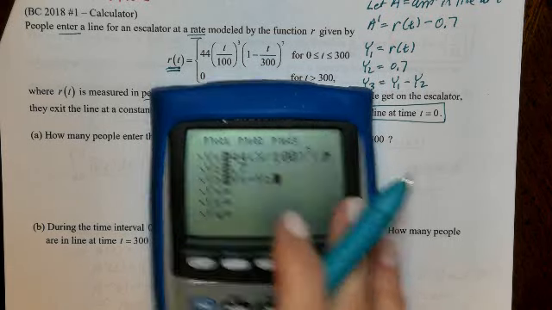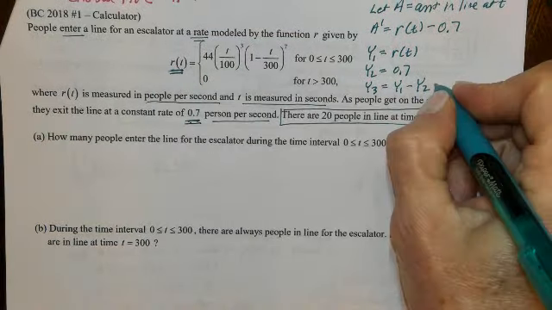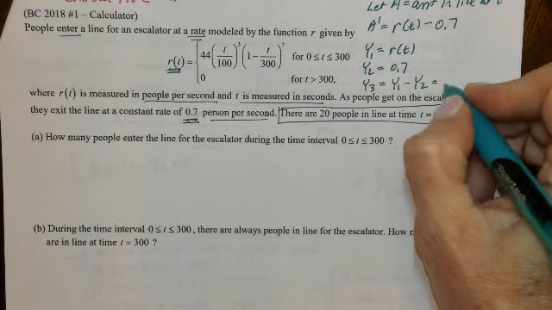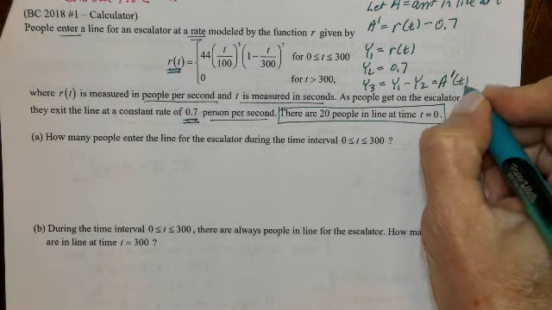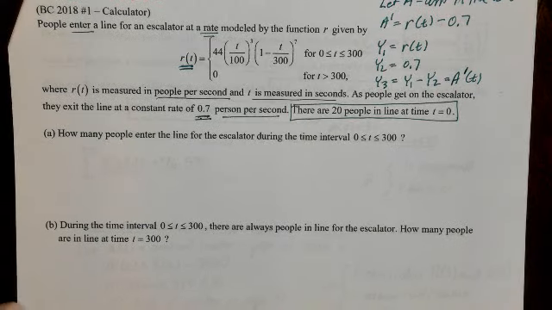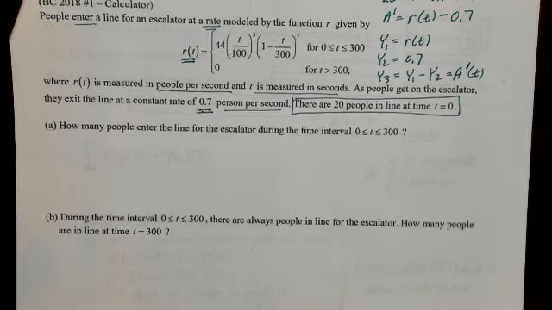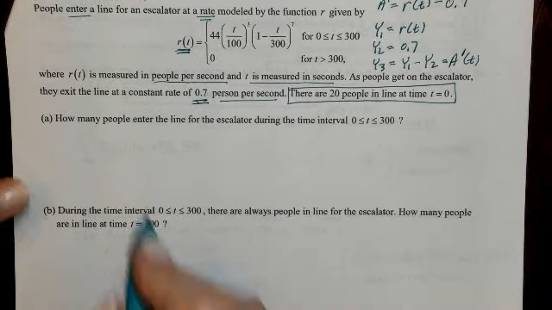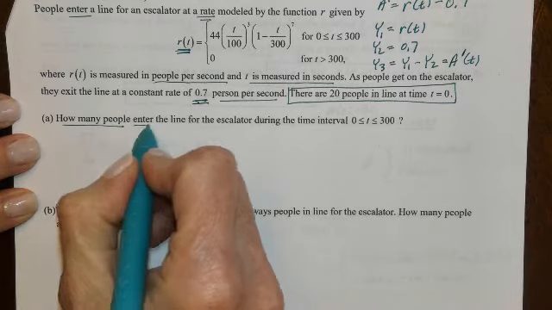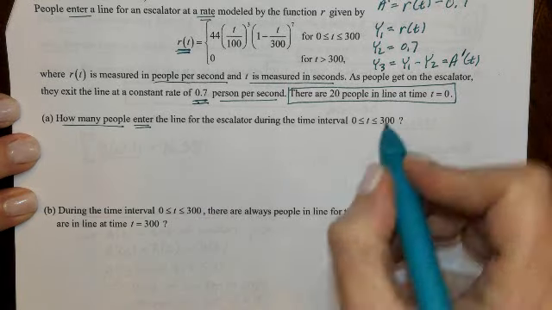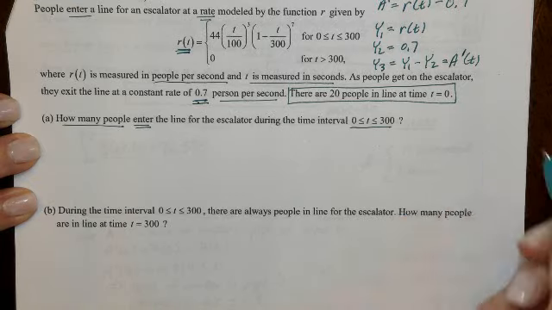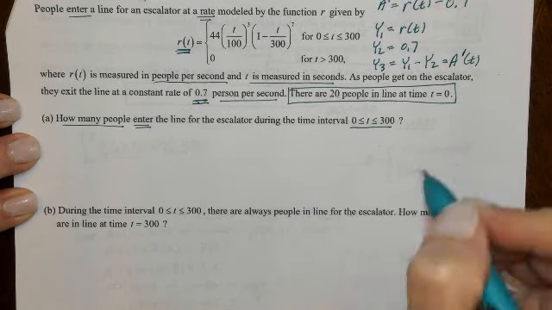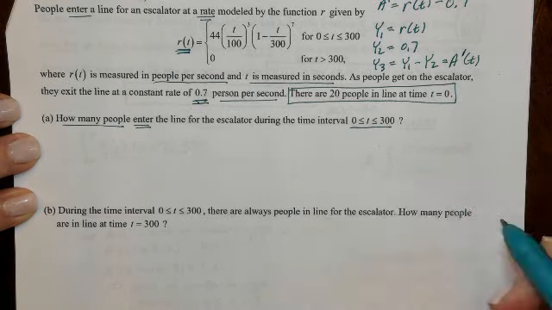So remember that this Y3 will represent my A prime of t, the rate of change of the amount of people in line. Okay, part A. How many people enter the line from 0 to 300 seconds? How many people just enter? It has nothing to do with exiting. How many people enter the line?